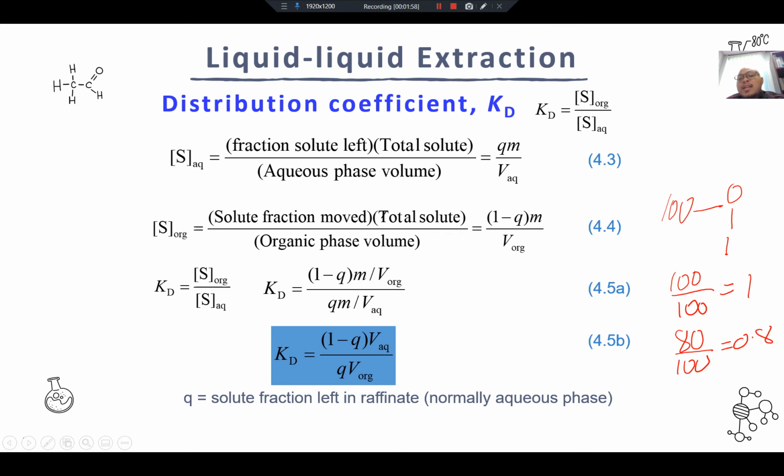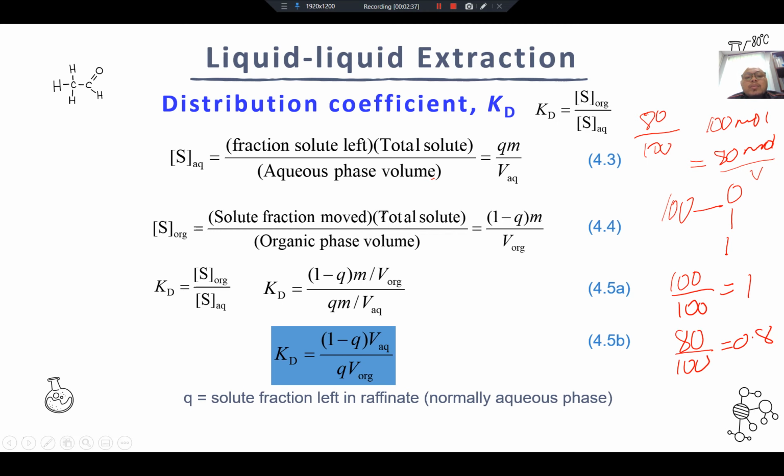Let's say the total solute left is about 80%. Let's say the total number of moles of the solute is 100 mole. So 80% of the fraction of solute left in the raffinate, you get about 80 mole left in the raffinate. So 80 mole over the aqueous phase volume, you will get the concentration. Mole per volume is concentration. That is how you can do it.